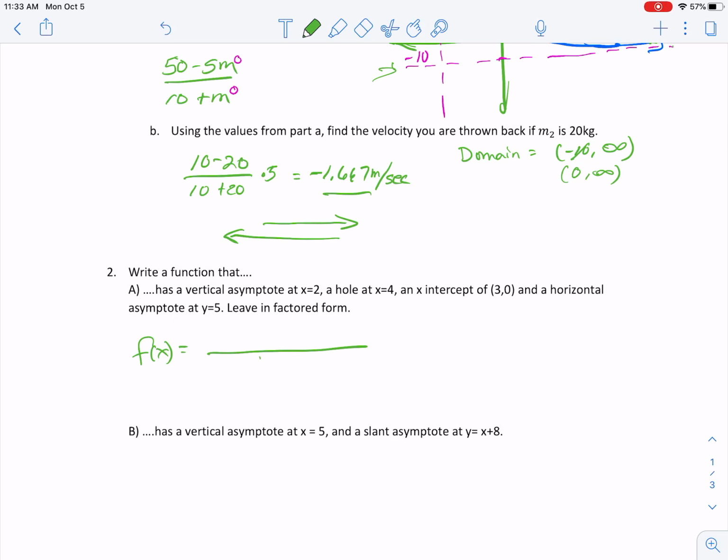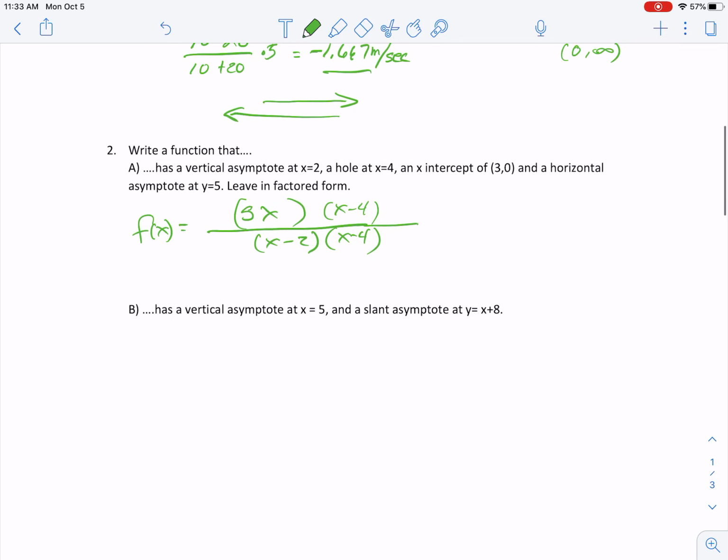So the bottom has to be an x minus 2. A hole at 4 means they both have to have the same thing. So you have x minus 4 and an x minus 4. If you want a horizontal asymptote at 5, they have to have the same degree and a factor of 5 at the top. So it has to be a 5x. It might be 5x minus something plus something. It doesn't matter. All right?